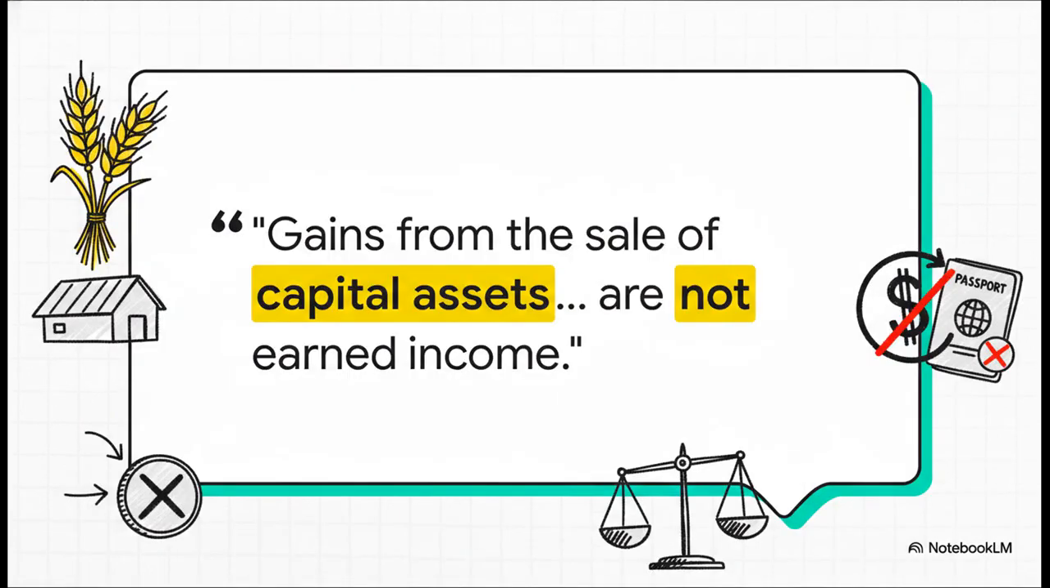And hey, don't just take my word for it. Here it is, spelled out in black and white, straight from the Treasury's own regulations. It explicitly says, gains from the sale of capital assets are not earned income. It really doesn't get any clearer than that. Trying to use the FEIE here is just fundamentally misunderstanding the law.